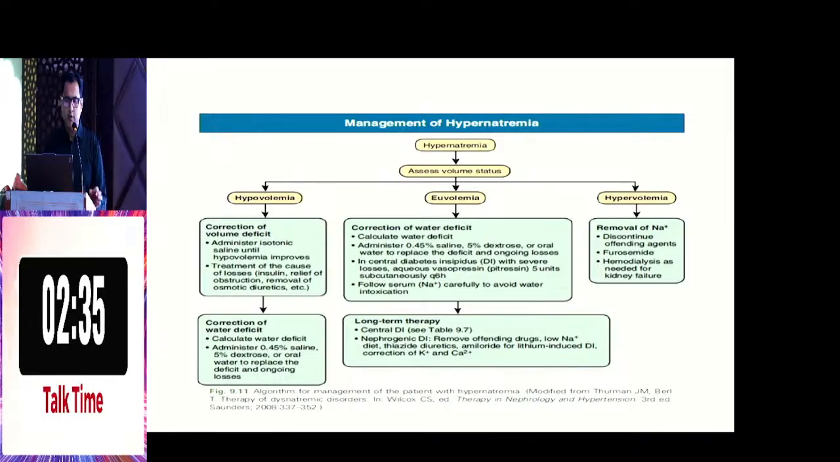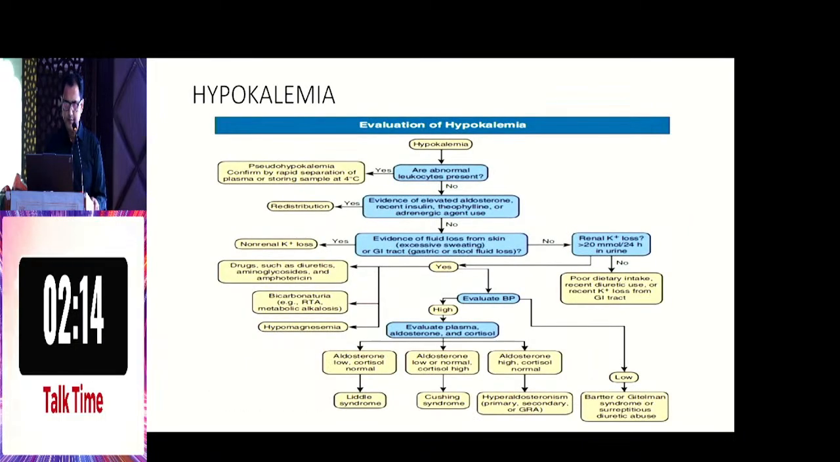If it is a euvolemic hypernatremia, we have to just correct the water deficit. So you have to give hypotonic half normal saline, 5% dextrose, or oral water. And if the cause is central diabetes insipidus, then you have to use aqueous vasopressin. In hypervolemic cases, you have to use diuretics and you have to discontinue the agent which is causing the hypernatremia.